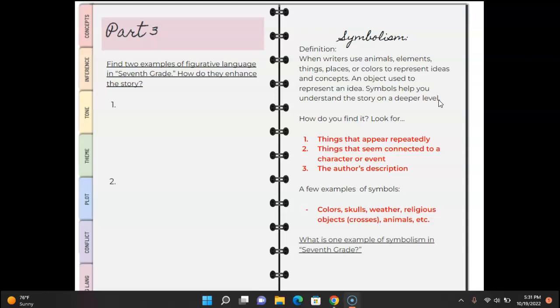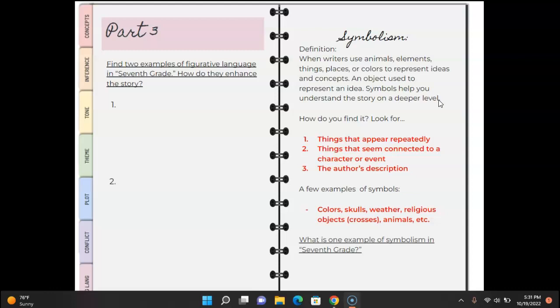And then lastly, the author's description. Sometimes authors will go into lengthy detail about one thing, and if they go into lengthy detail about one thing, it's probably because they want us to notice that one thing. So make sure that you're paying close attention to those because they just might be symbols. A few examples of symbols include different colors, right? We associate red maybe with blood or even with romance.